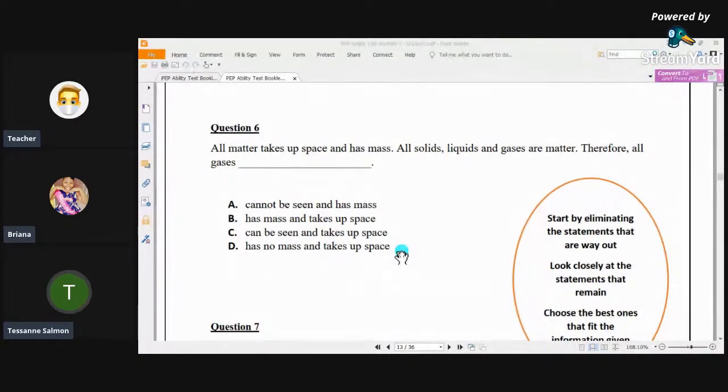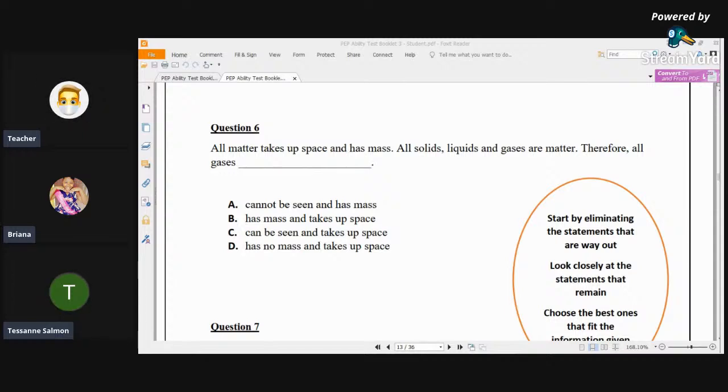I would say A. A, cannot be seen. Yes, sir. All gases cannot be seen. Well, sir, you can see smoke, so I would. Oh, okay, okay. All right, good. So your answer should be what?